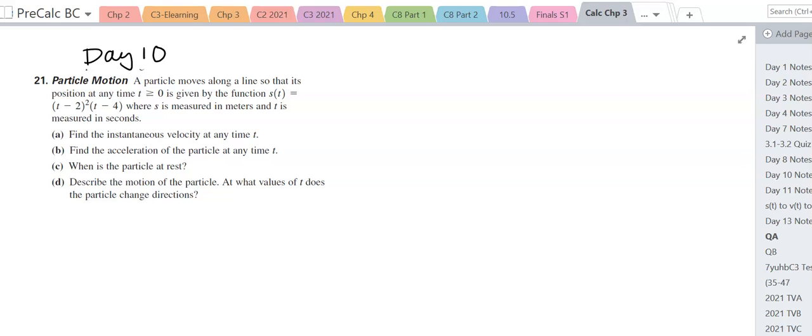Hello Pre-Calc BC, this is day 10, number 21 homework, and oh look, it's a particle problem, just like I told you you'd see a lot of.